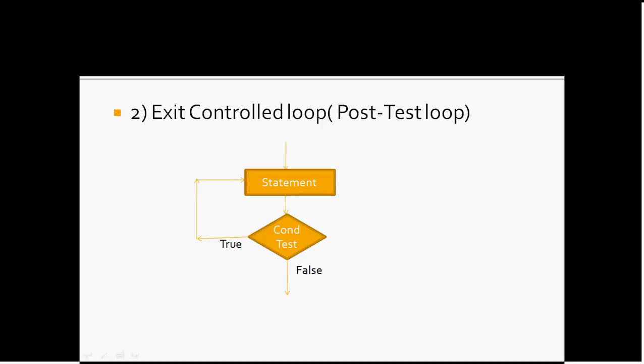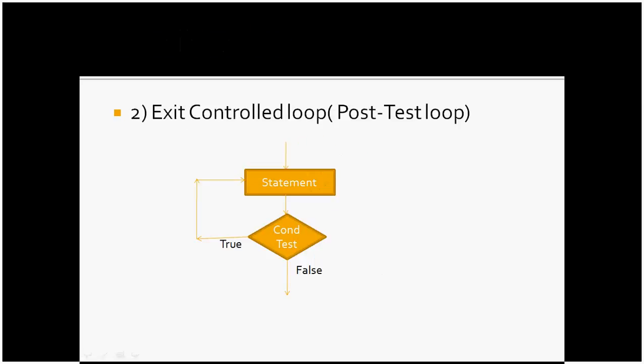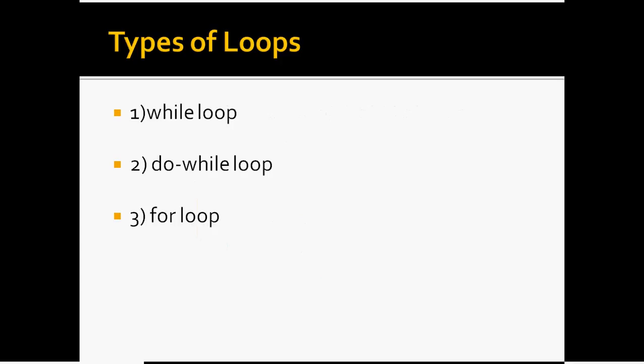So the difference between entry control loop and exit control loop is that in the entry control loop, the condition will be tested first, pre-tested, and then the statement will be executed. And in the exit control loop, the statement will be executed at least once and then the condition will be tested. If the condition is true, then the statement will be executed. Otherwise, the statement will not be executed and control will directly shift to the next line following the while statement, right?